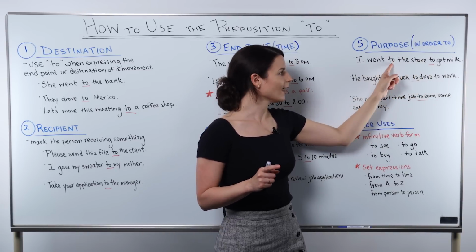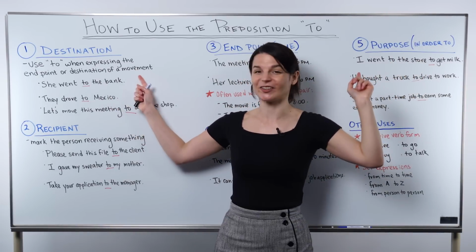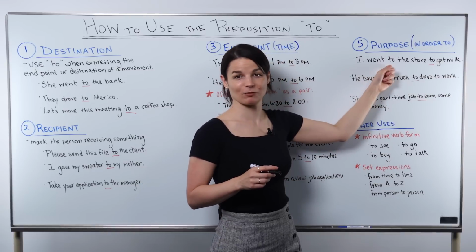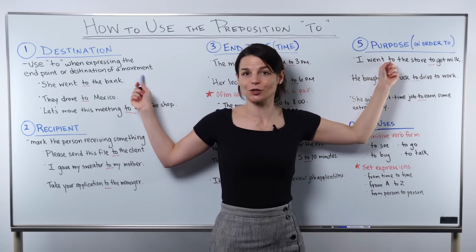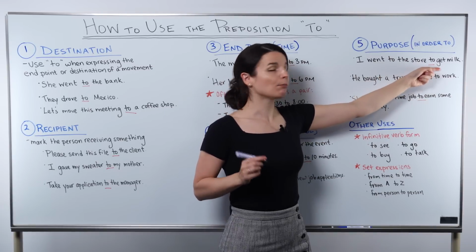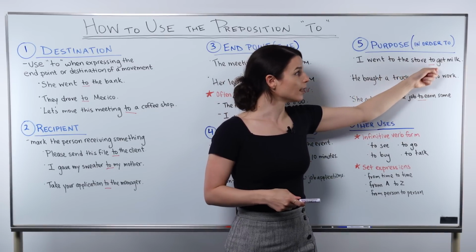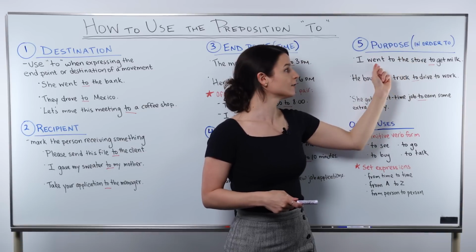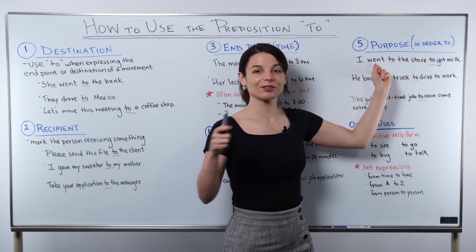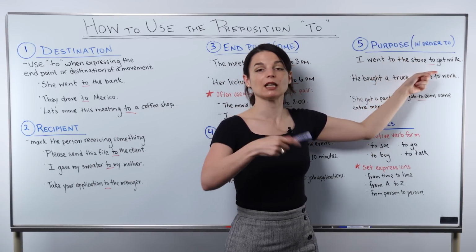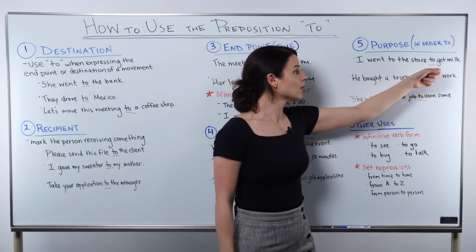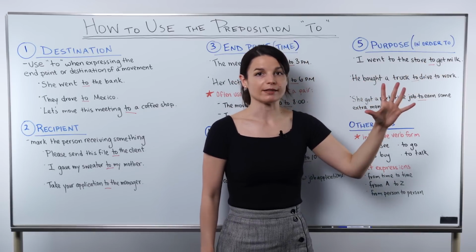So here we have this first preposition. I went to the store, right? Our destination. So the first to here is our destination to. Then we have this purpose marking to get milk. This one tells us the purpose of our travels, right? I went to the store in order to get milk. So this one is a purpose to.